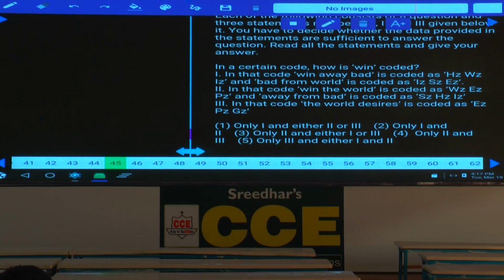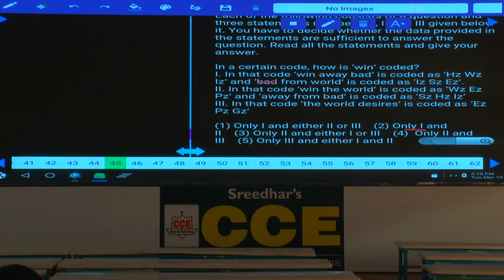Then question number 45. Now in this 45, how is win coded in the given code language? Now we need to find out the code for this word win. Now only one, only two. Is there any choices like that? No. Then only 1 and 2. Now we need to combine only 1 and 2. If you compare this one, now we need to find out the code for the word win. Now win away bad and bad from world.